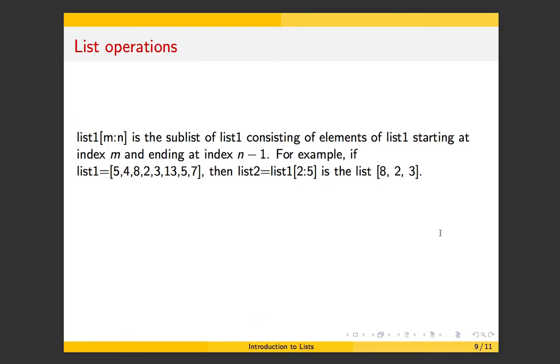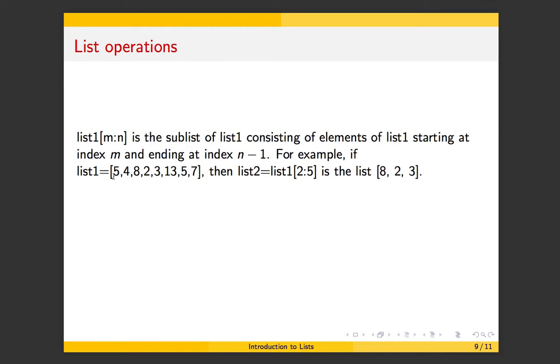You can also look at sublists, just like you could do substrings with strings. So list1[m:n], just like with strings, you get the list of things that starts at position m and ends one before n. So you're inclusive on the left, not inclusive on the right.